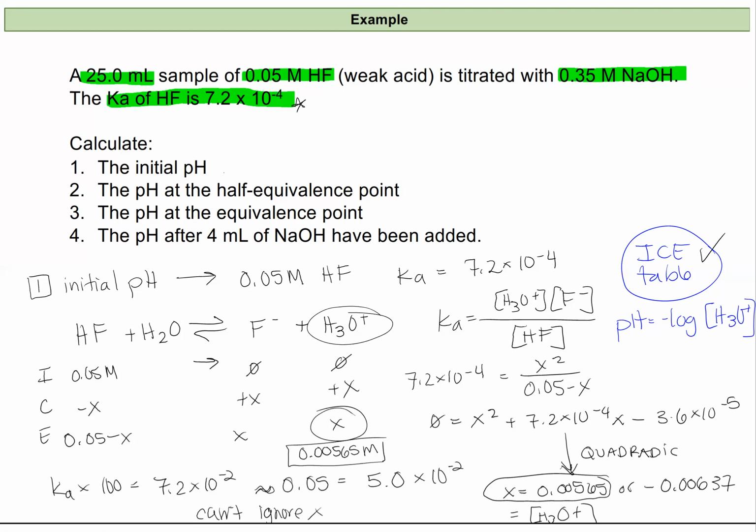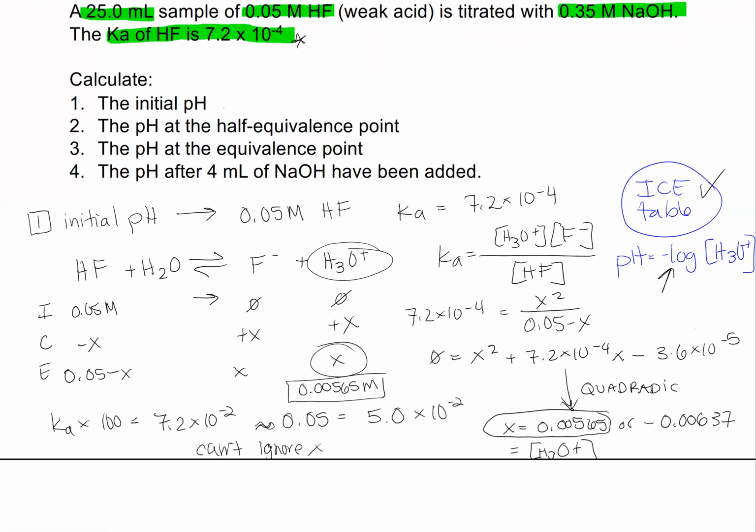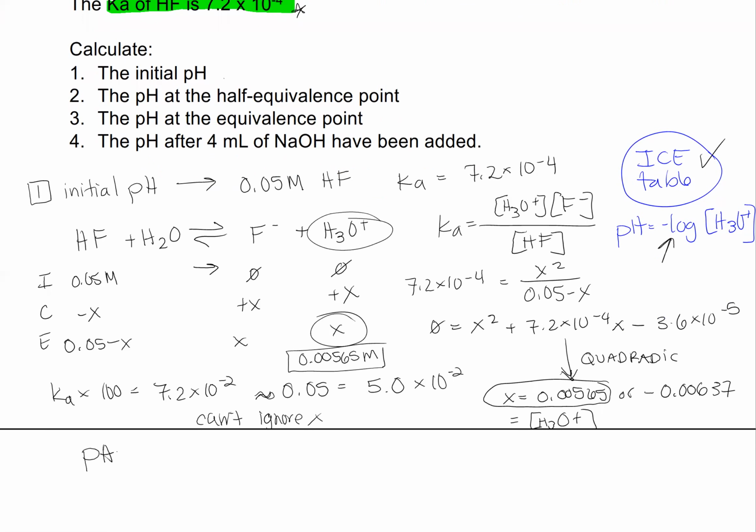All right, so I've completed the ice table. Now I need to work on the pH. So the pH of the solution is going to be equal to the negative log of that H3O plus concentration right here. So I'll plug that in as 0.00565. And when I calculate this, I am going to get a pH of 2.25. And so that's how we'll calculate our initial pH. And this should be familiar by now, working with ice tables and the pH equation.